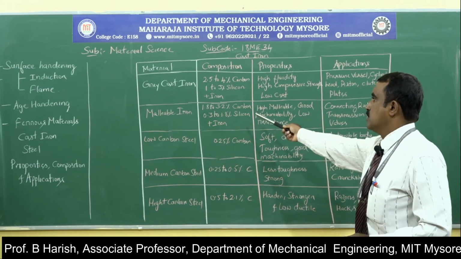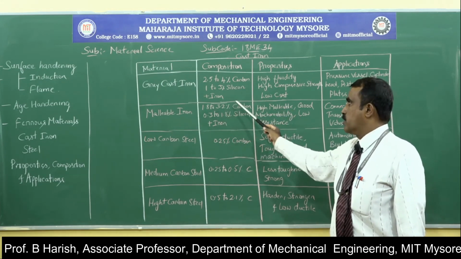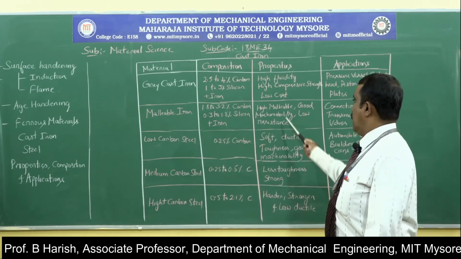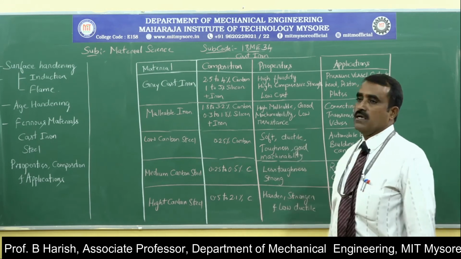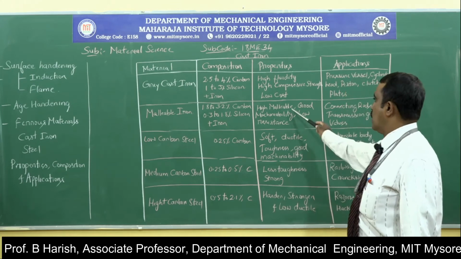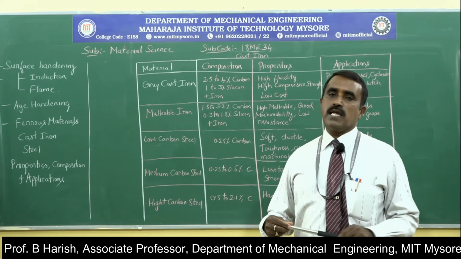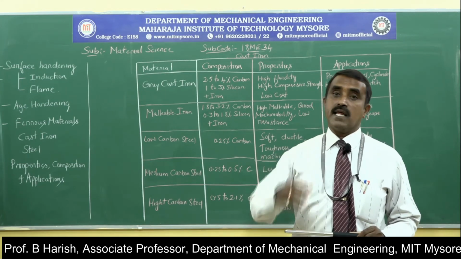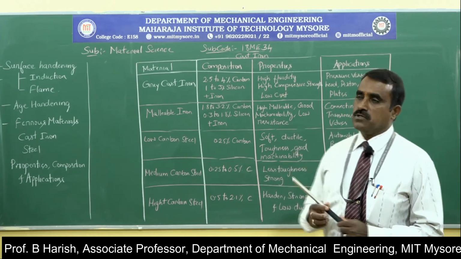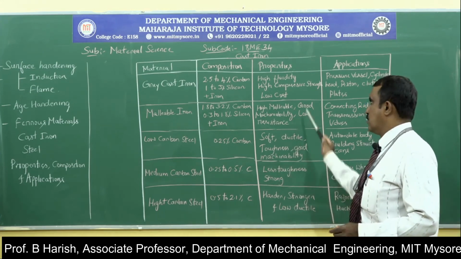Similarly, malleable iron. Once again it is made up of carbon and silicon, but the percentages vary: 1.8 to 3% carbon, 0.3 to 1.8% silicon, and the remaining is iron. It has the property of being highly malleable. We discussed malleability in the second module on properties. Highly malleable, good machinability. Good machinability means that when the material is subjected to various machining processes, it easily responds. If not, the specimen breaks. So that is good machinability. Low resistance. Those are the properties.